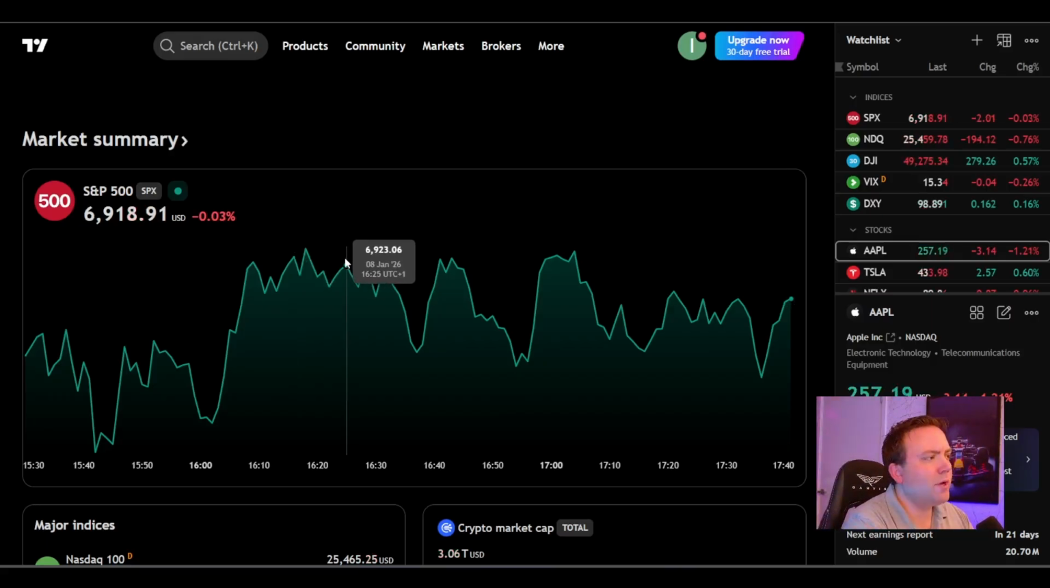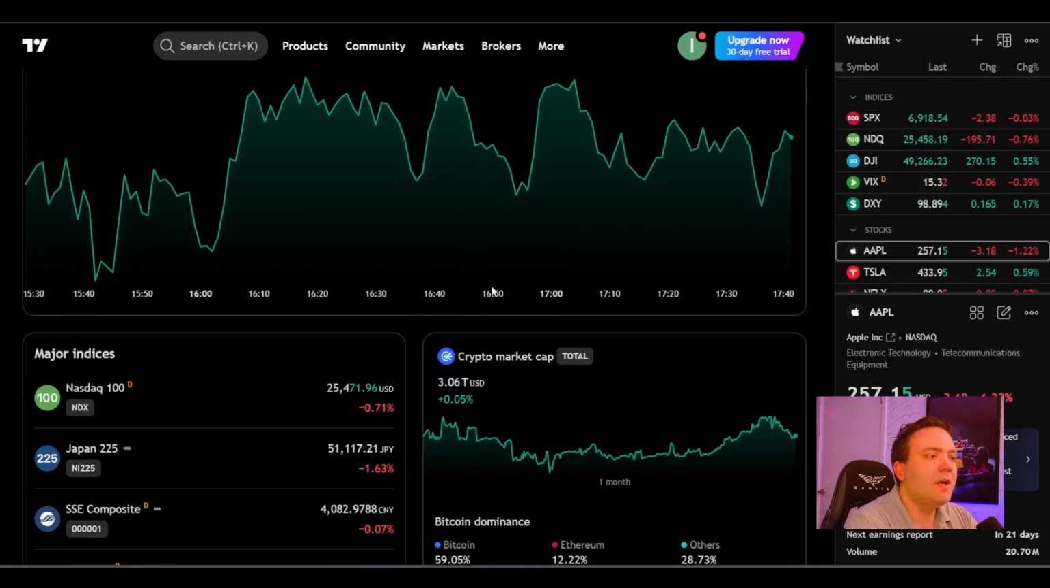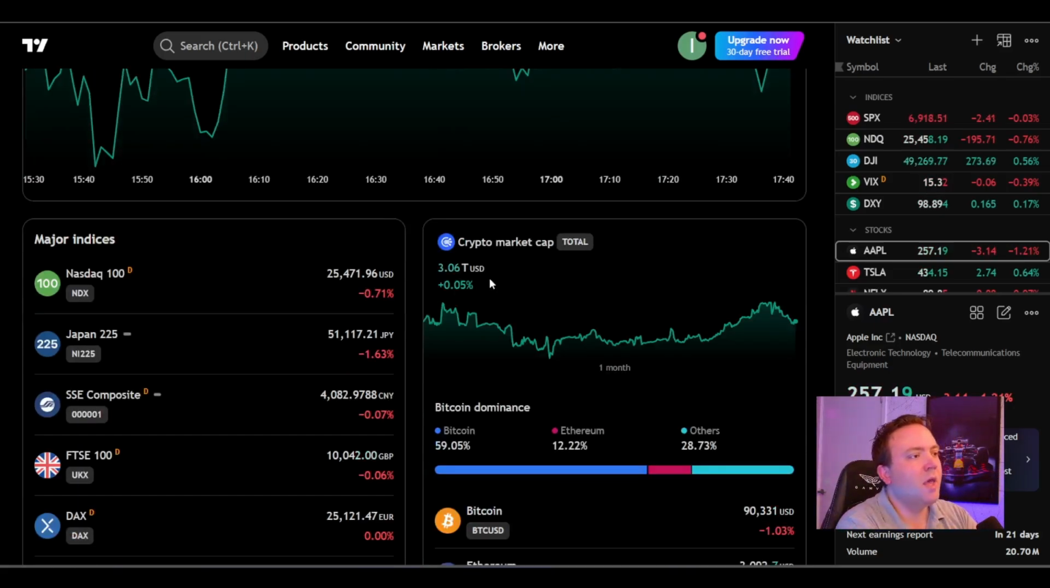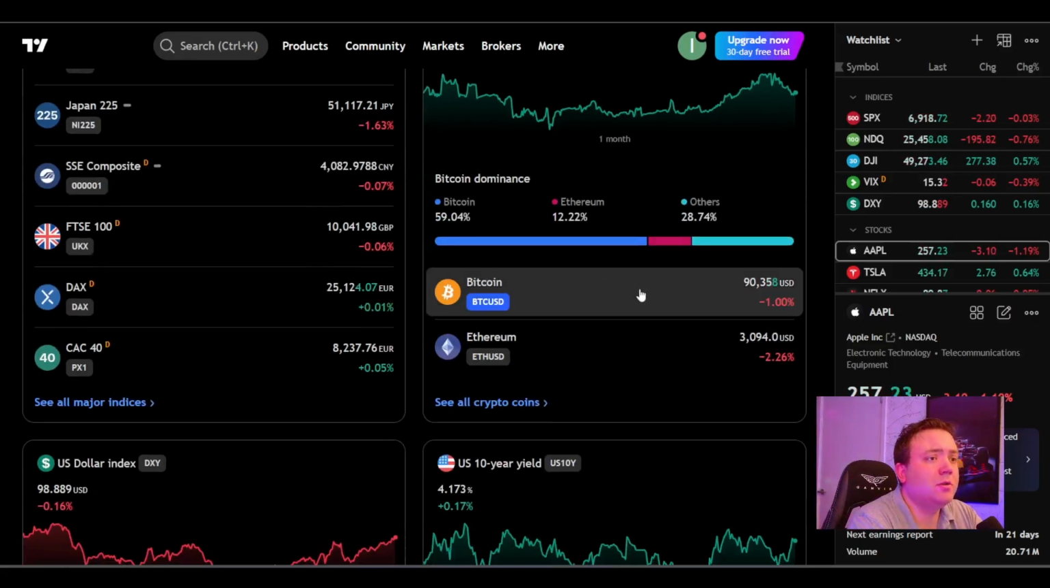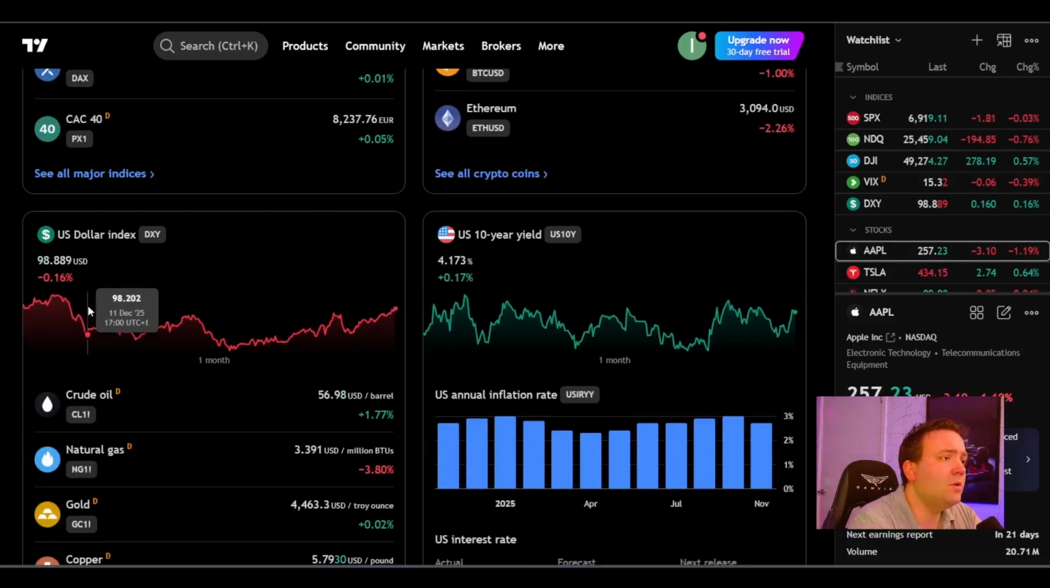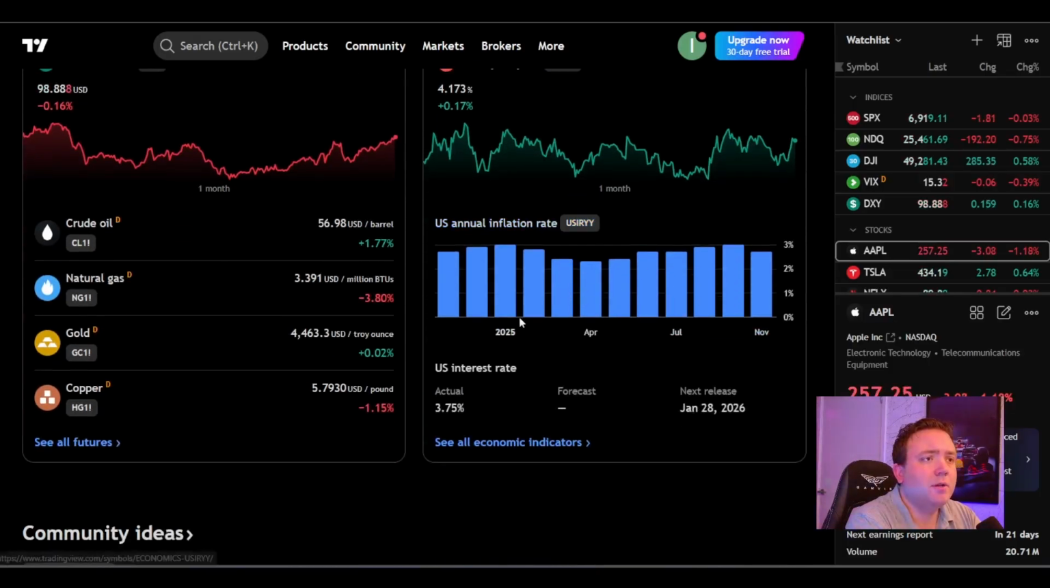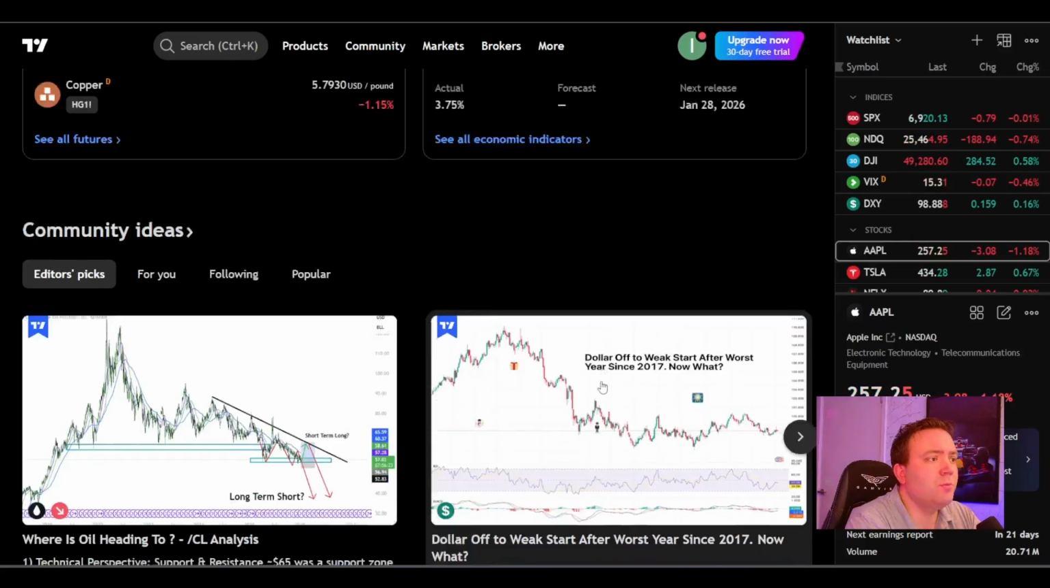Now, Tradingview is a very extensive platform. It features a lot. There's a lot of stuff you can do with it. Virtually any asset on the entire planet that you can trade is on here. So there's Bitcoin, there's Ethereum, there's a US dollar index, there's inflation rates, there's communities ideas.